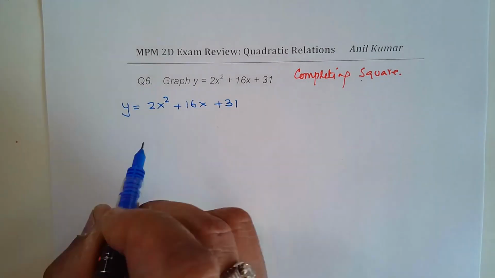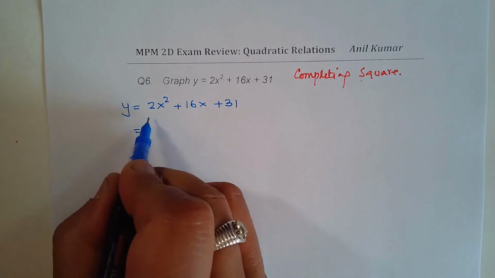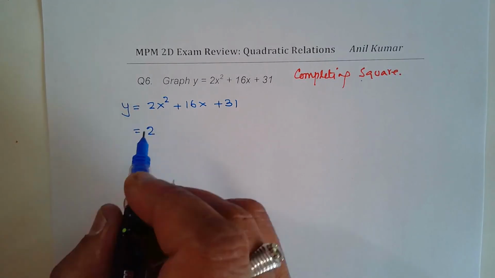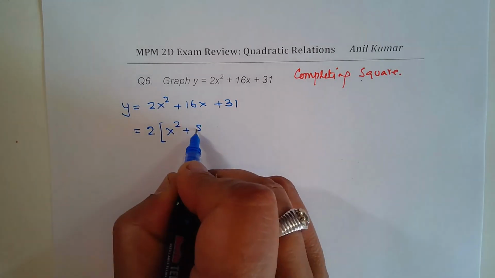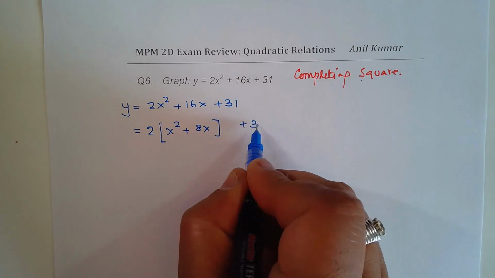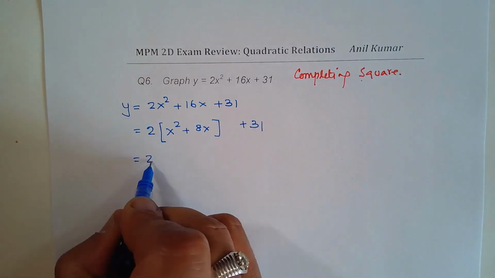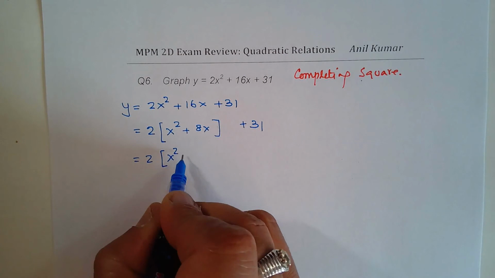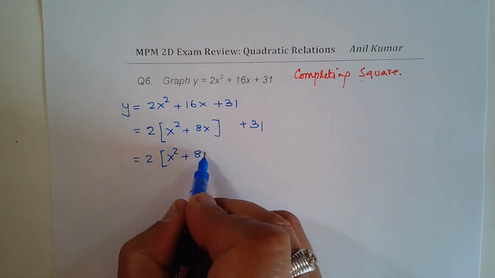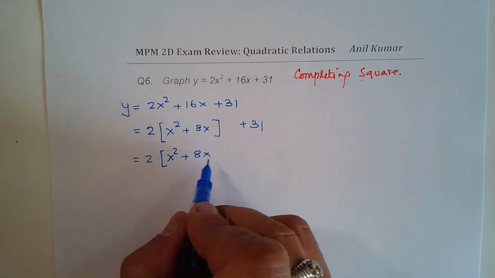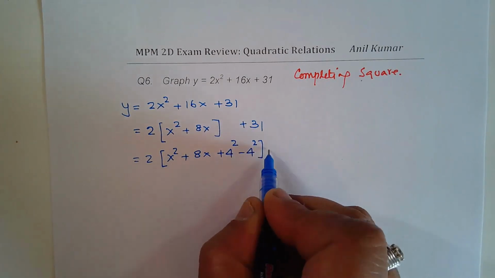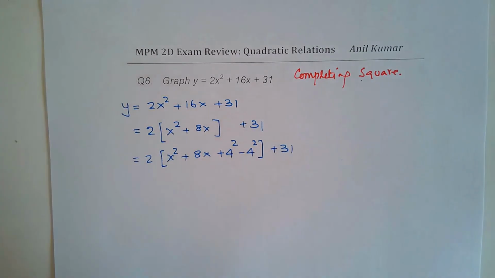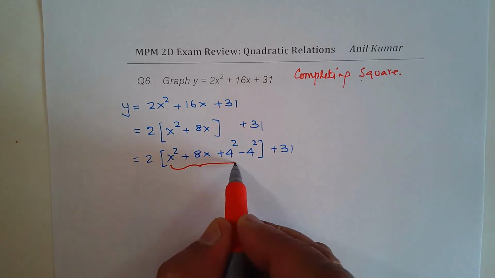To complete squares, we'll take 2 common, the coefficient of x squared, the leading coefficient. You get x squared plus 8x. Keep this term separate, plus 31. Now, we have to add and subtract half of 8, right? So we have x squared plus 8x. Half of 8 is 4. So we'll add and subtract 4 squared within the brackets. Now you will notice that the first 3 terms form a perfect square.